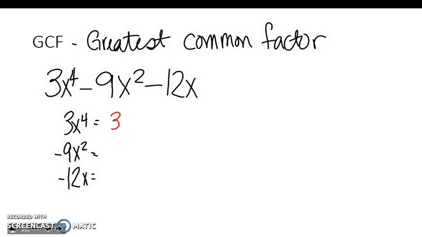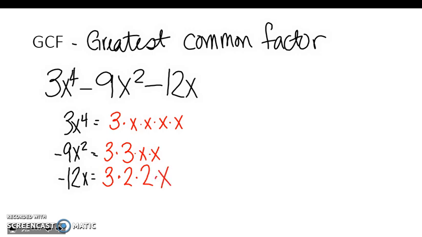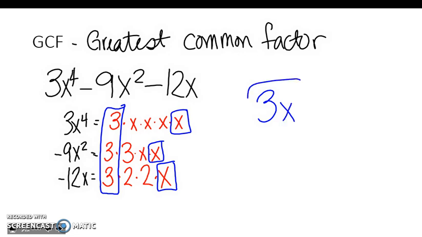So that first one we'd have 3 and then x times x times x times x. The second one we'd have 3 times 3, and of course one of those would be negative, but we're just going to leave it like that for right now. And then on this other one we would have 3 times 4, but 4 can be broken apart into 2 times 2. So that is these all broken apart. So our GCF here is the whole number of 3. And since this only has one x, we can only pull out one x for each of these. So our GCF is going to be 3x.